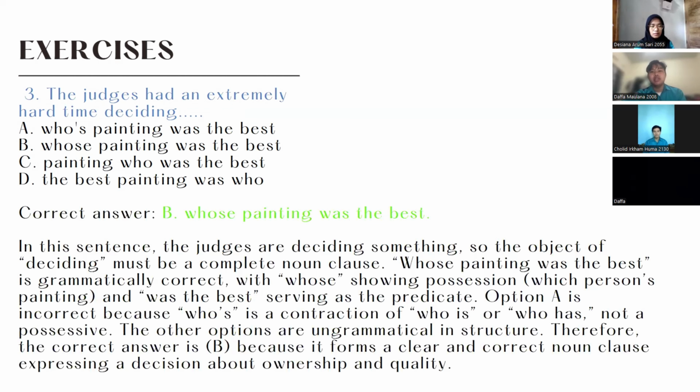In this sentence, the judges are deciding something, so the object of deciding must be a complete noun clause. "Whose painting was the best" is grammatically correct, with "whose" showing possession, "painting" as the noun, and "was the best" serving as the predicate. Option A is incorrect because "who's" is a contraction of "who is" or "who has," not possessive. The other options are ungrammatical in structure. Therefore, the correct answer is B, because it forms a clear and correct noun clause expressing a decision about ownership and quality.